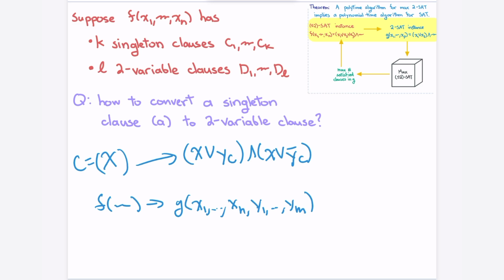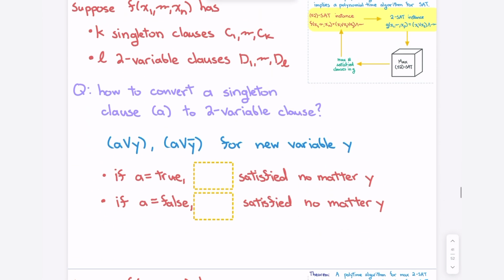So what's the intuition here? If X is true, how many points can you get by choosing Y_C to your advantage? Two. If X was true, I could set Y_C to false and get both of these. If X was false, how many points can you get? One. Because this is false, this is false, you can only get one of the two. So you have that separation again. That's the intuition. We just introduce an auxiliary variable and OR it with Y and not Y.